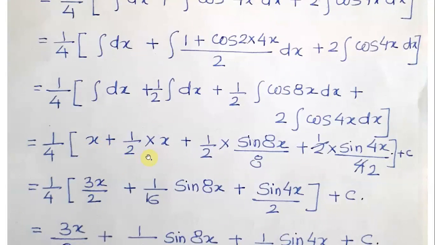By taking the LCM also you can add, and 4 we are multiplying afterwards. Here 2 and 8 we are multiplying. This is becoming 16 and this 2 I kept as it is.